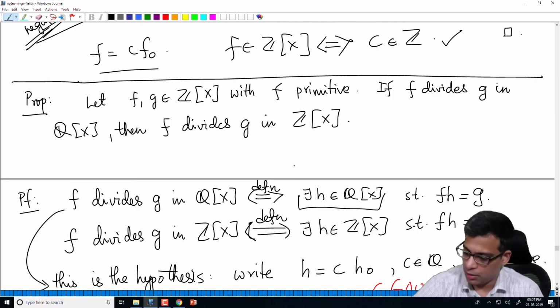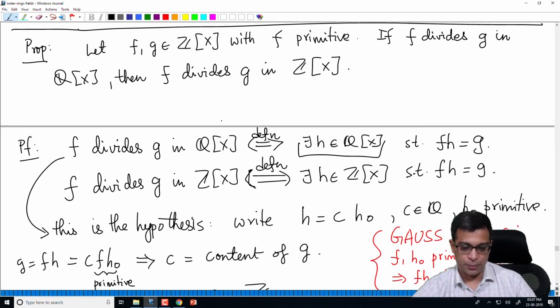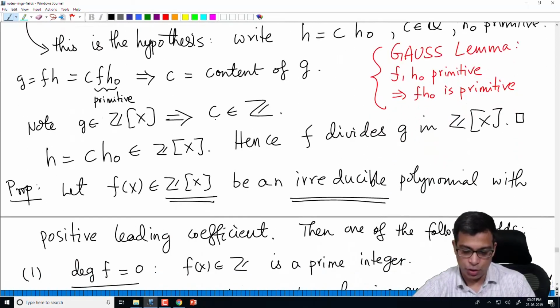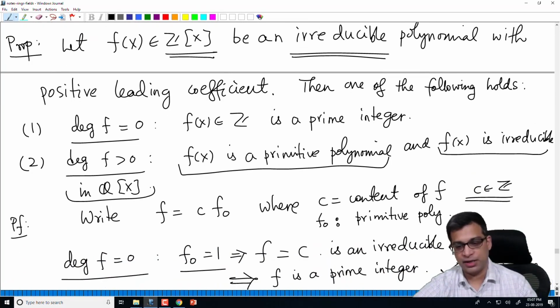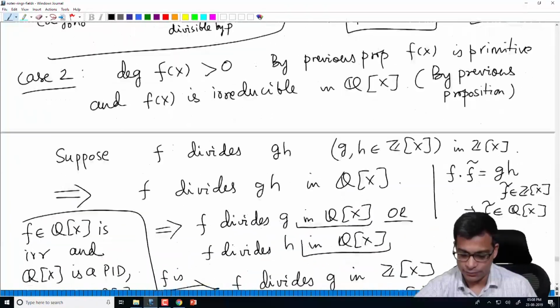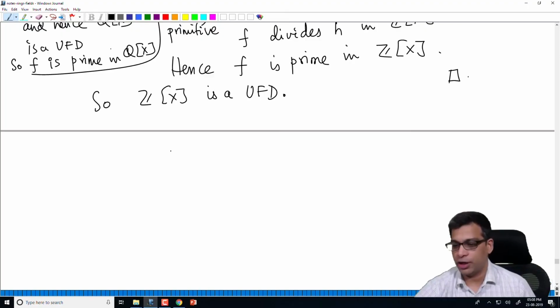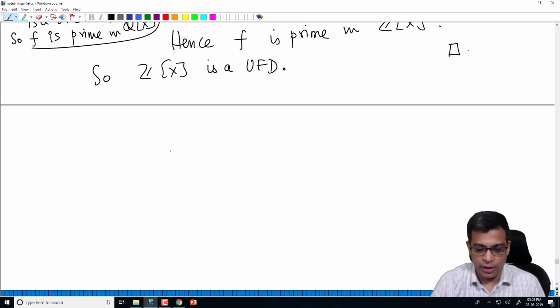In the next videos, when I do problem sets, I will show why this primitive assumption is important. So this is supposed to be just a review. Using this observation, we have characterized irreducible polynomials in Z[x]. They are either degree 0, in which case they are just prime integers, or they are positive degree, in which case they are primitive and irreducible in Q[x]. Using that, we have finally settled that Z[x] is a UFD. All this is very important and somewhat confusing perhaps, so please make sure that you watch this again if you need to and understand this proof. This is a very crucial theorem in this whole course.